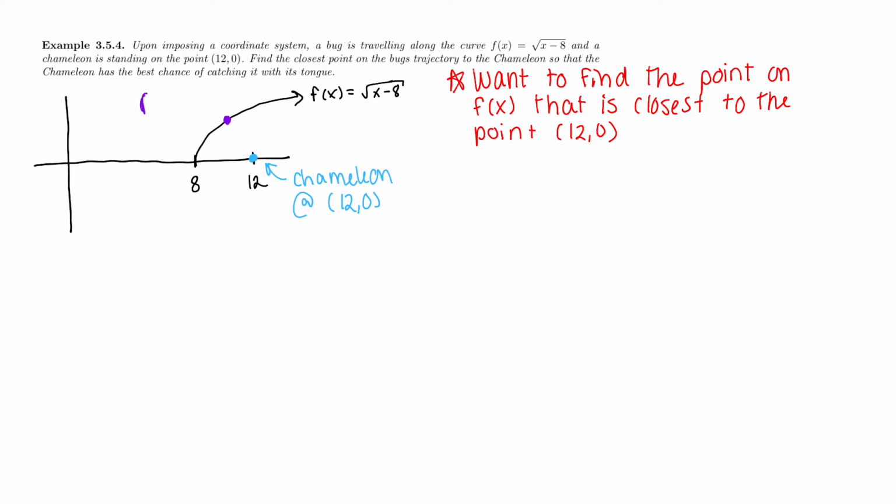One thing we can do is write down the coordinate points of this point. I don't know exactly what this point is, but I know that there's some x value down here between 8 and 12, maybe greater than 12, doesn't matter. There's some x value in general where this distance right here is minimized. And this coordinate point has the x value x and the y value square root of x minus 8 because it's on the curve square root of x minus 8.